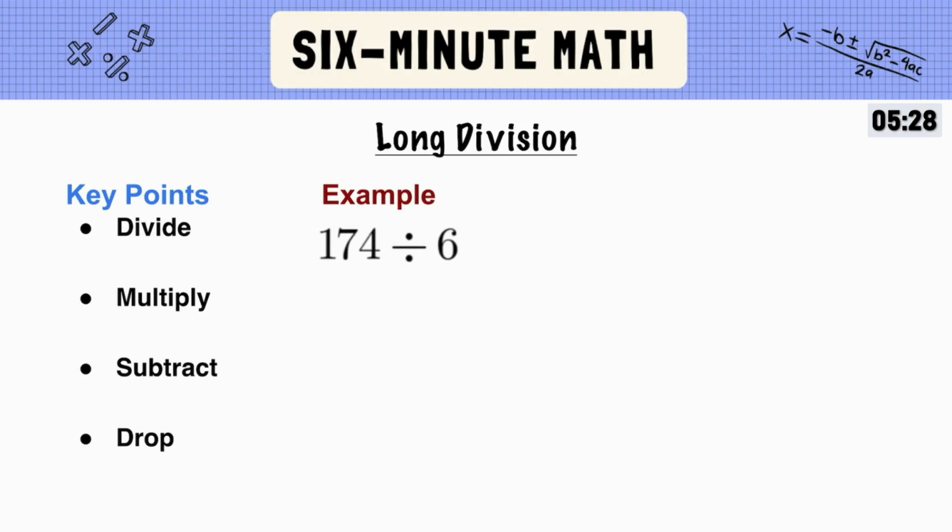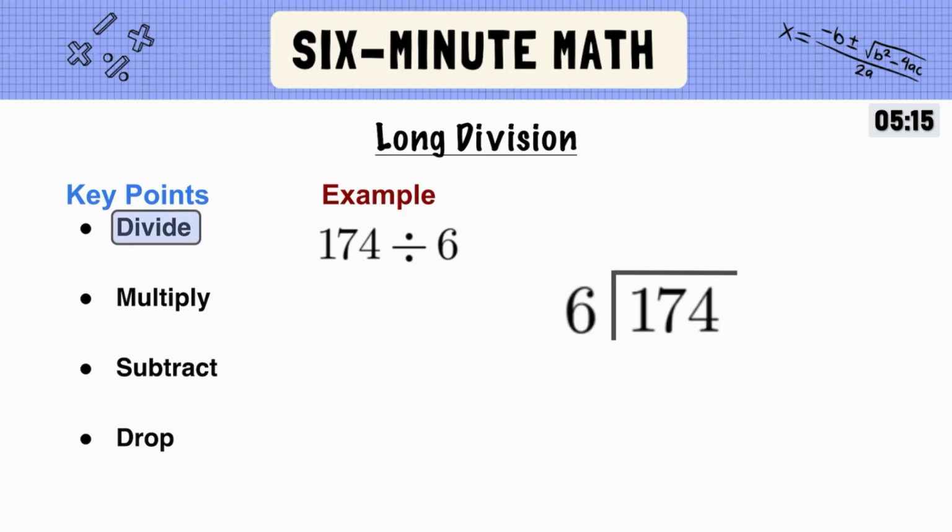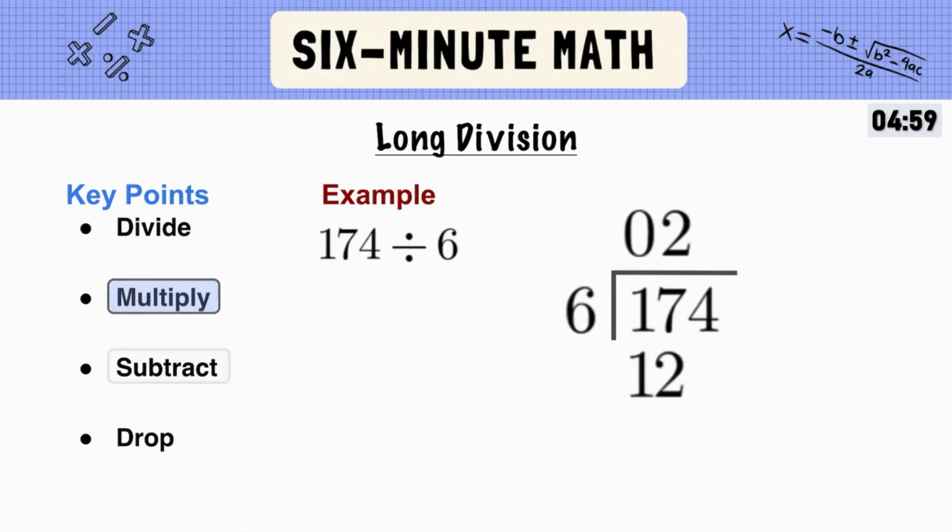So we're going to divide 174 by 6, and I have my long division set up. So my first step is to divide. I'm going to see how many times 6 can go into 1. That would be 0 times. How many times now can 6 go into 17? Well, it can go in 2 times. Then I'm going to multiply. 2 times 6 is 12.